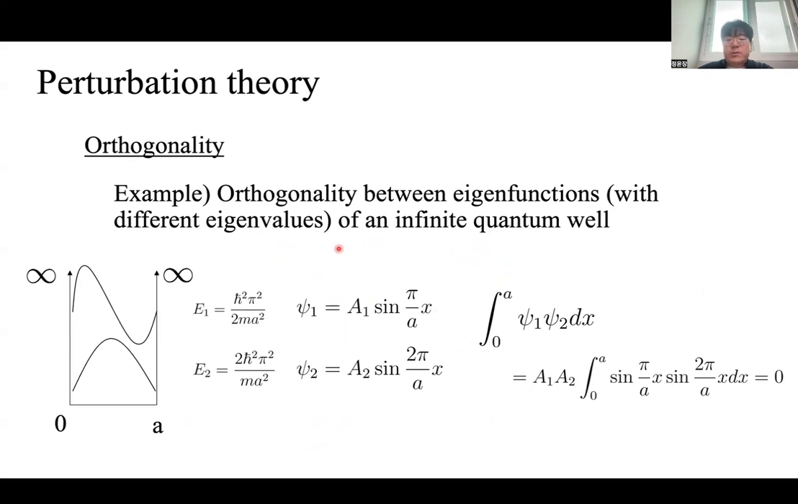So these are just examples that demonstrate that it's true. If I compare the ground state and the first excited state inside this infinite quantum well, these are the eigenfunctions. And if I evaluate whether they're orthogonal or not, you see that, as we just said, the integral is 0, therefore they are orthogonal.